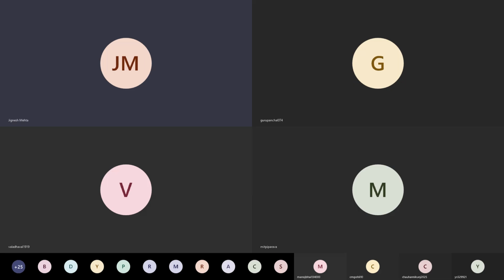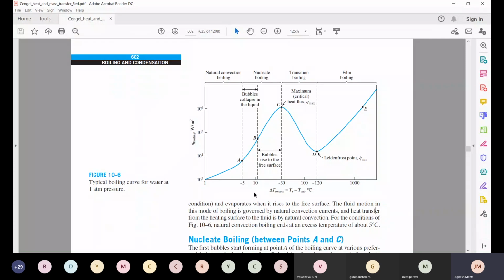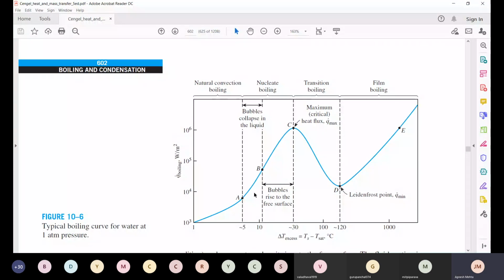We were discussing the boiling curve, the boiling phenomena, in the previous class. So you know the basic things about the boiling curve now.